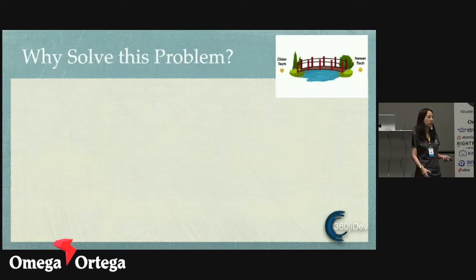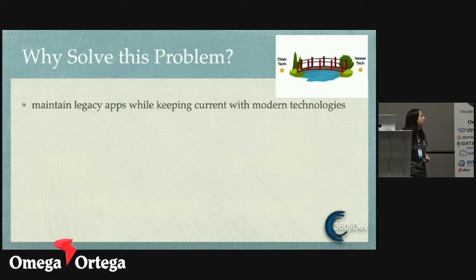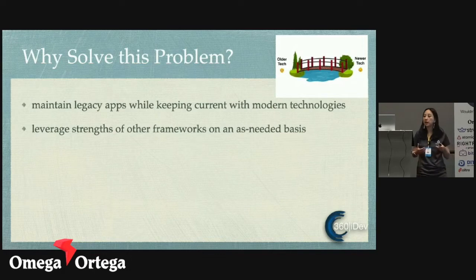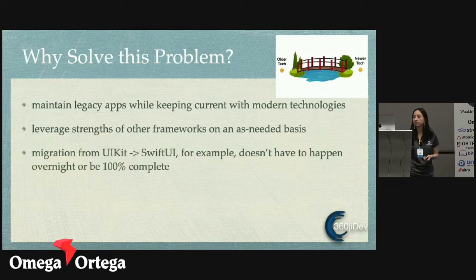So why do we want to solve this problem? Well, if you've been working in tech for any amount of time, you know that you're going to have to maintain some legacy apps, but technology keeps on changing, so ideally you want to keep current with modern technologies as well. What if there is a way that you can leverage the strengths of other frameworks on an as-needed basis?